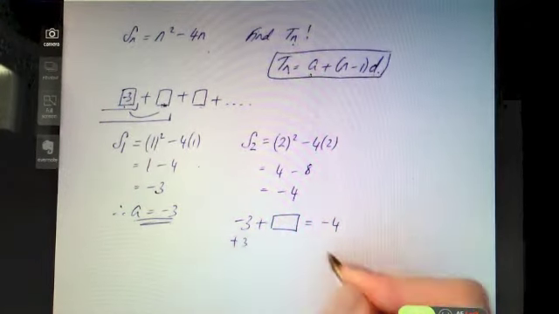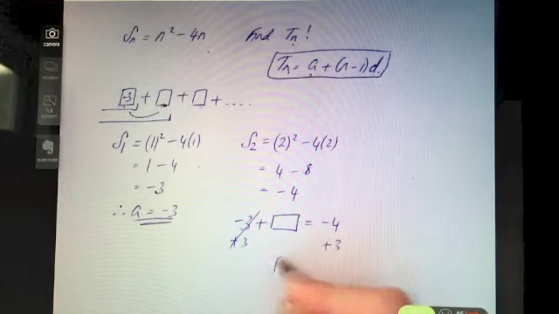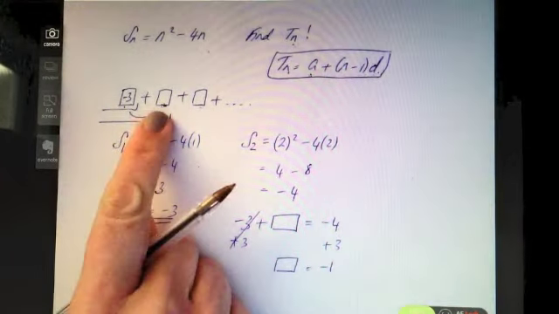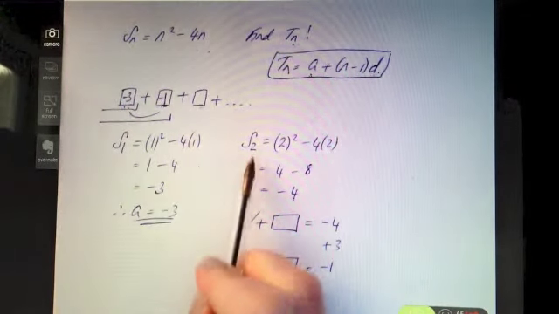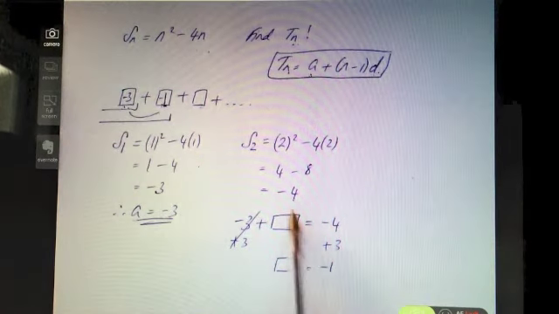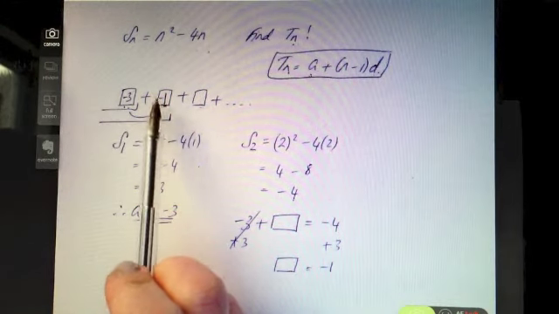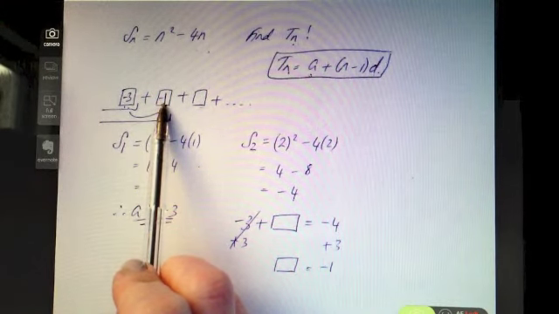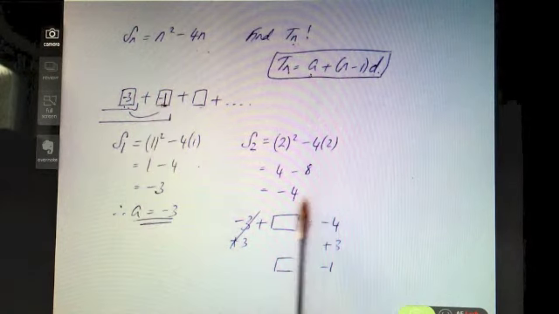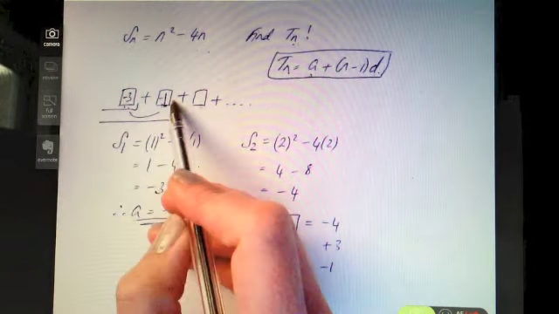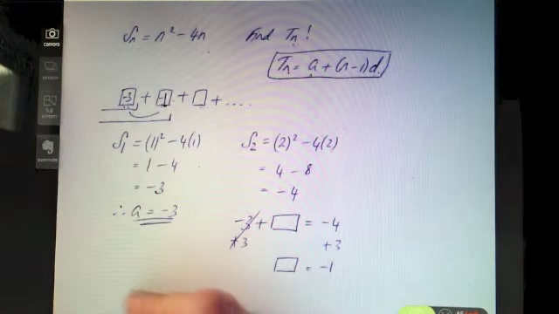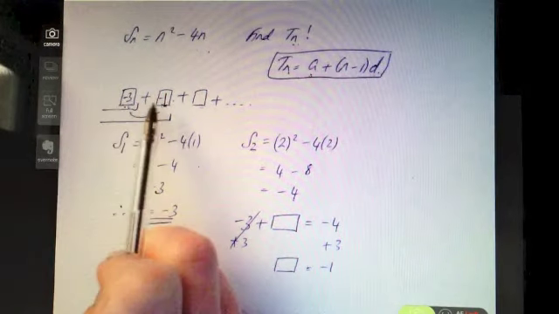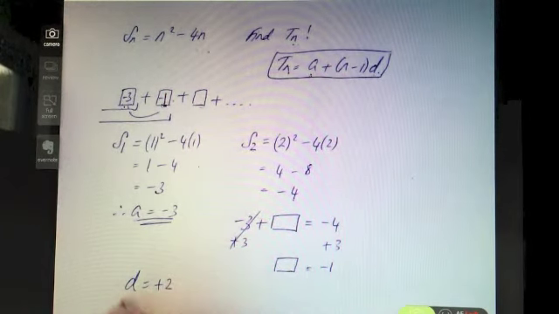That means that that term there is minus 1, because the sum of the two terms added together is minus 4. So now I know that it goes minus 3 and then the second term is minus 1. The sum of those two terms is minus 4. The common difference, well, what is it going up by? I can see quite clearly that the common difference from minus 3 to minus 1 is add on 2.